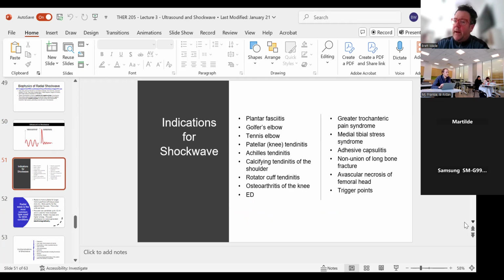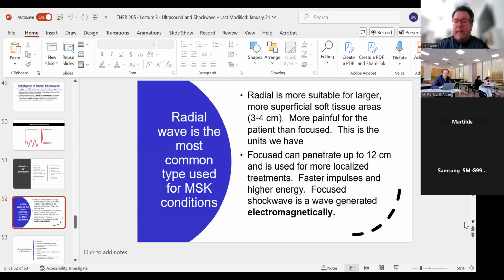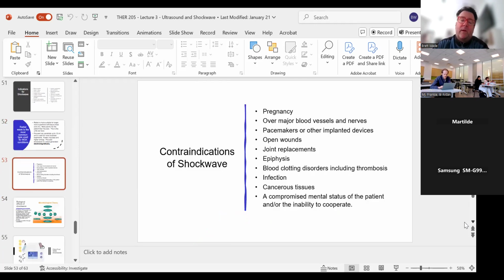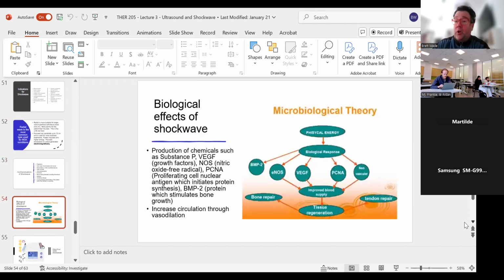Indications, mainly it's chronic, so you can see everything there sort of fits into that category potentially. Depth of penetration, it's kind of like ultrasound. It goes about the same, up to 3, maybe 5 centimeters. Contraindications, as always, they're good questions.